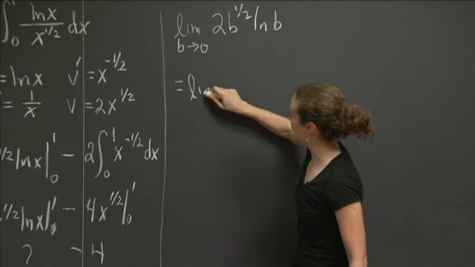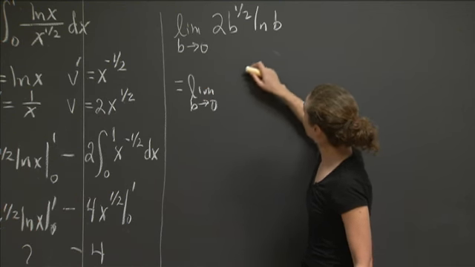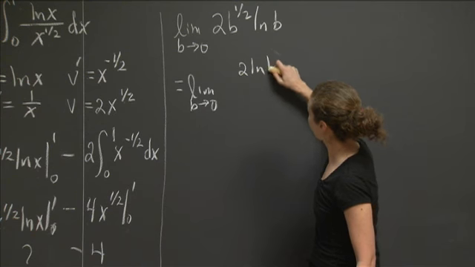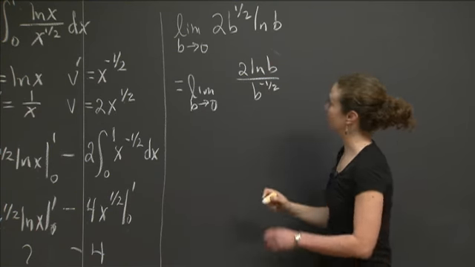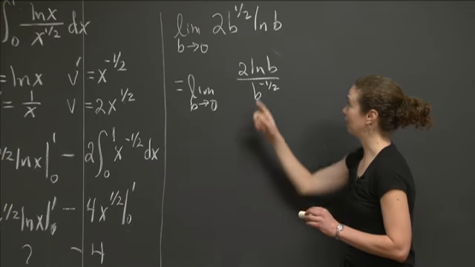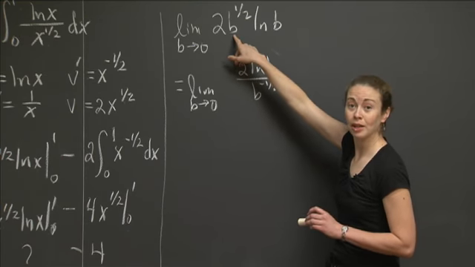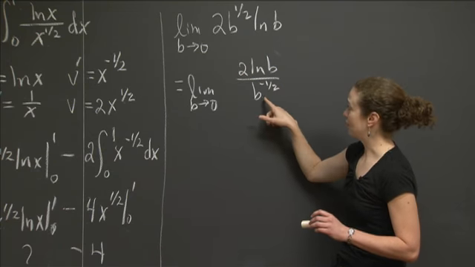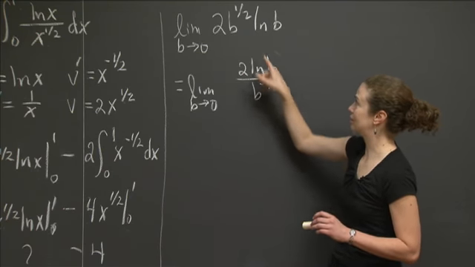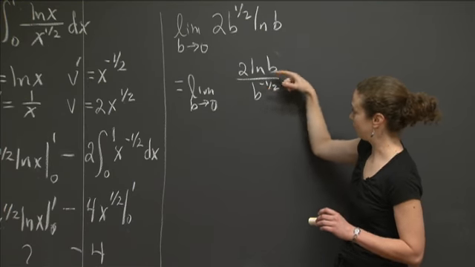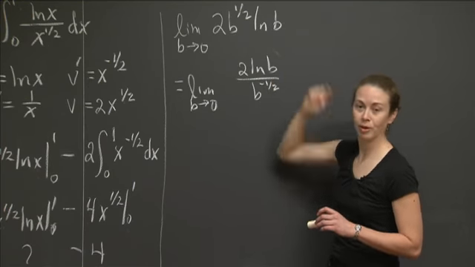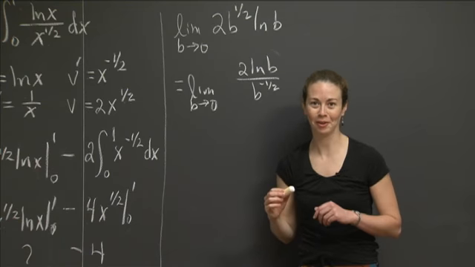This is actually equal to the limit as b goes to 0. I'm going to keep the natural log b up here, and I'm going to write this as b to the minus 1/2 in the denominator. Let's make sure we understand what just happened. I had a b to the 1/2 in the numerator. If I put it to the minus 1/2 in the denominator, it's still equal to the same thing, right? B to the minus 1/2 in the denominator is equal to b to the 1/2 in the numerator, okay?